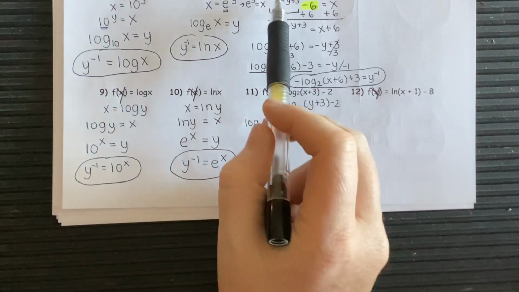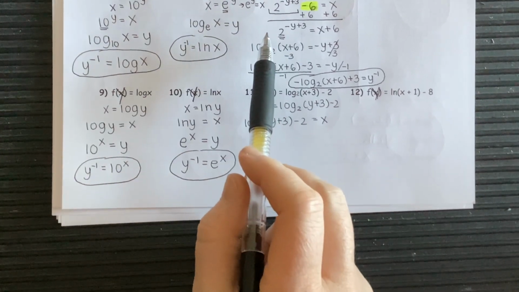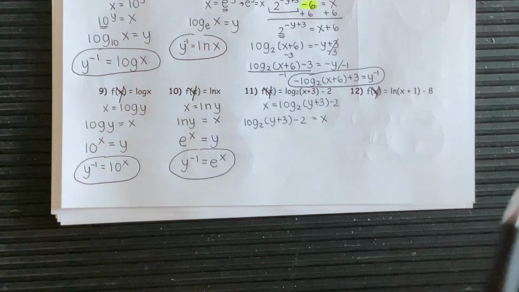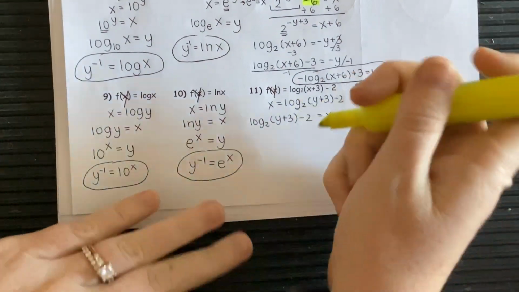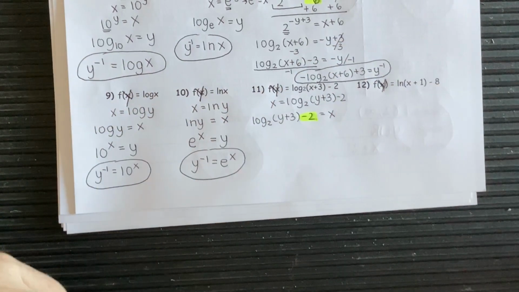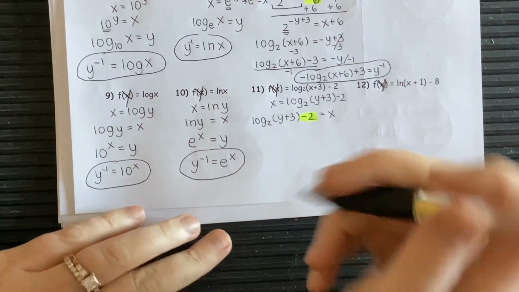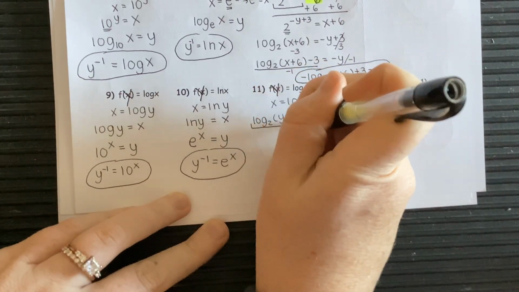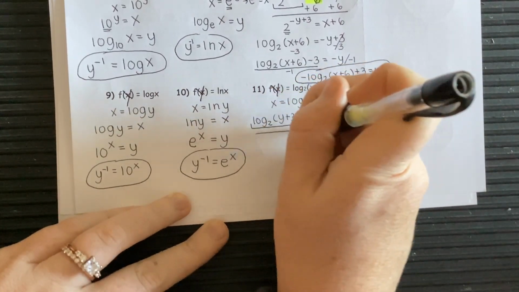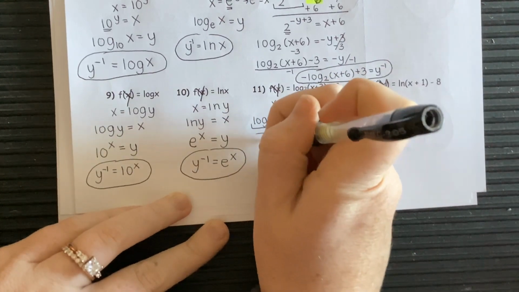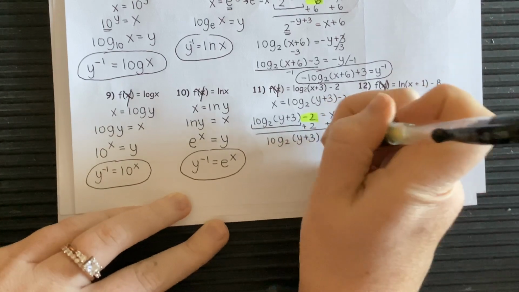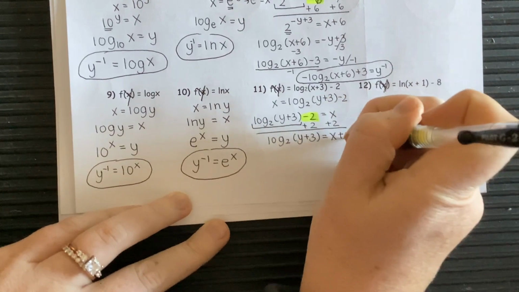Just like I told you up here on this problem, that you couldn't go straight into changing from logs to exponentials when we had that minus 6. The same thing is here. You can't go from logs to exponential when I have this minus 2 that's not part of the log. All right, so I need to isolate this first. So I'm going to add 2, add 2. That's going to give me log base 2 of y plus 3 is equal to x plus 2.